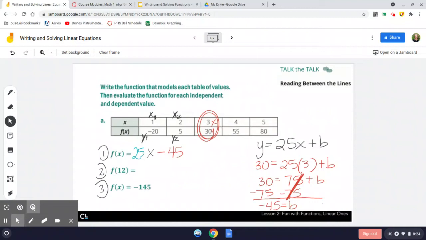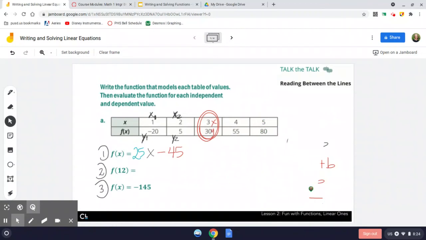Okay, so let's look at number 2. Okay, I'm going to erase all this. So number 2 is telling us to find f of 12. Well, now we actually have an equation. We had to do number 1. We had to find our equation, our linear equation. Now we can make some predictions. Okay, so our equation is f of x equals 25x minus 45.